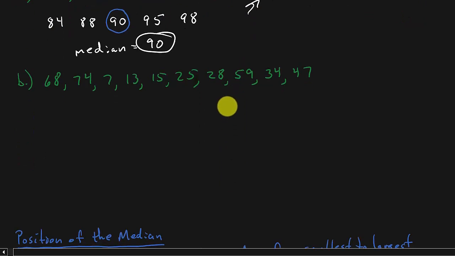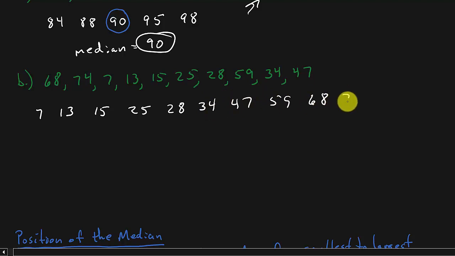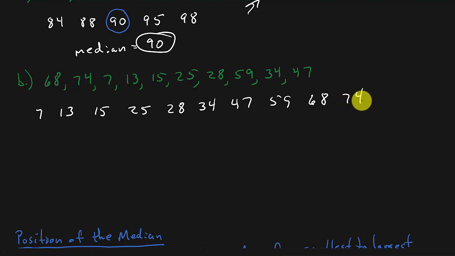All right, so let's look at this one. So first, let's put them in order from smallest to largest. So that's going to be 7, 13, 15, 25, 28, 34, 47, 59, 68, and 74. Now this one might be a little harder to figure out, well, which one's in the middle.